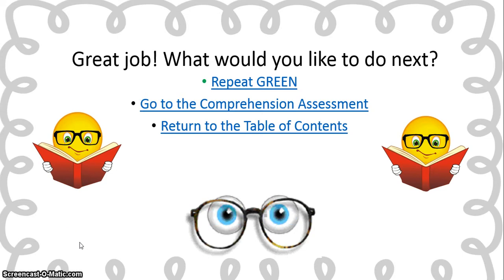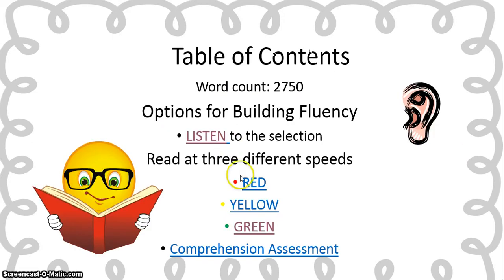When students get to the end of the reading, they have an option of doing a repeated reading. They could simply press this and it repeats at that same speed, or they can go right to the comprehension assessment. For some of my students, they were a little ambitious and they picked the green speed and they found that to be too fast. So then they simply return to the table of contents and then they can pick a slower speed, either the red speed or the yellow speed.